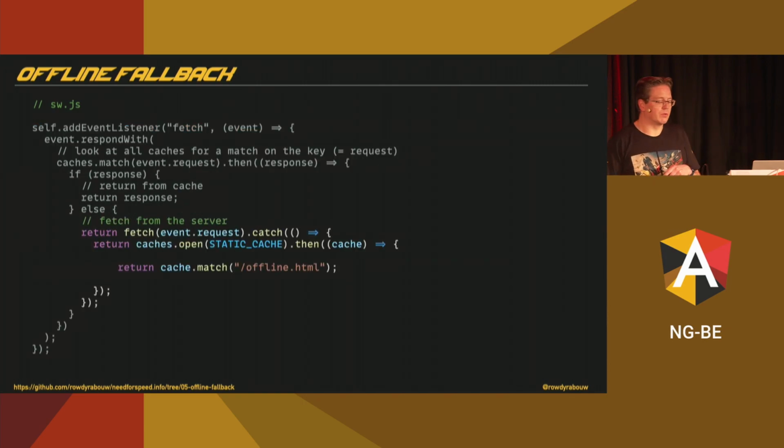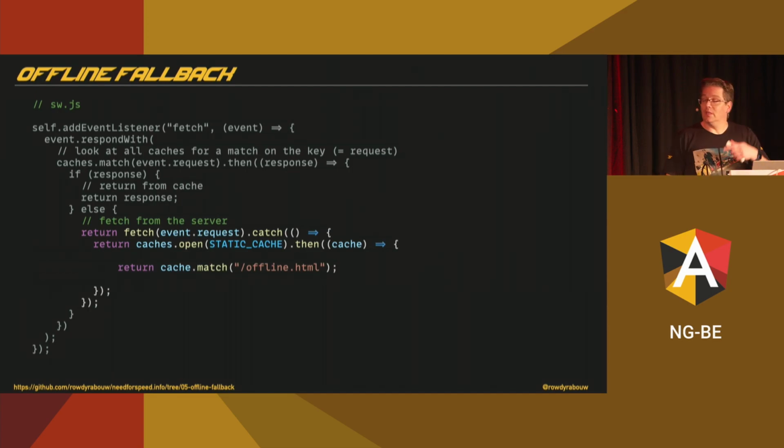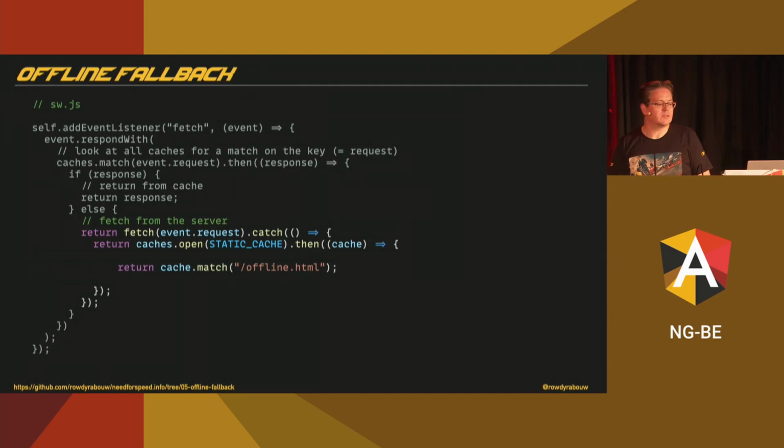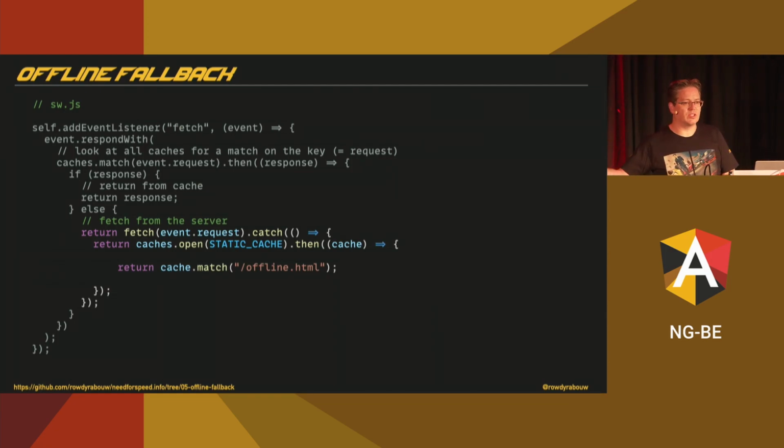Next step in the service worker is to make sure that if the request to the network fails, I serve that offline HTML page. And this is the way you can do it. I try to fetch it, but I have a .catch in there to make sure that if something goes wrong, I can do something else. And in this case, I will open the static cache again and serve that offline HTML page to it.